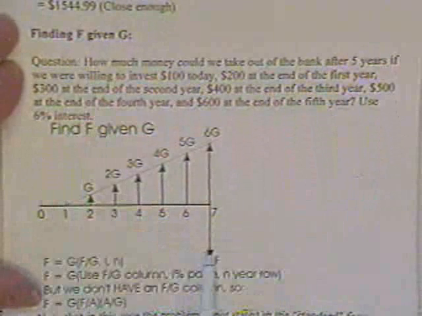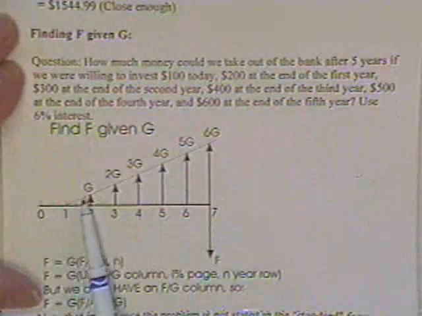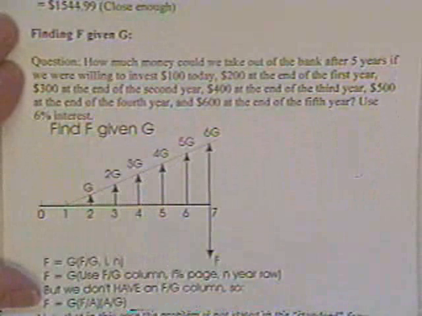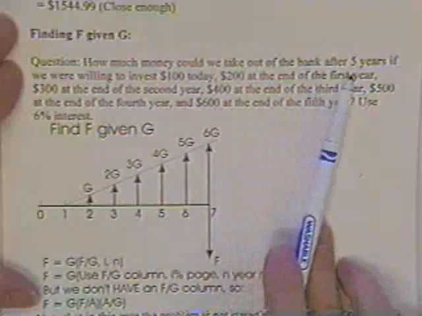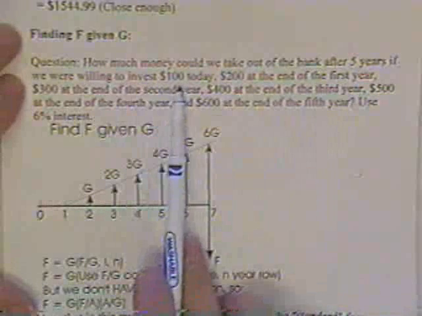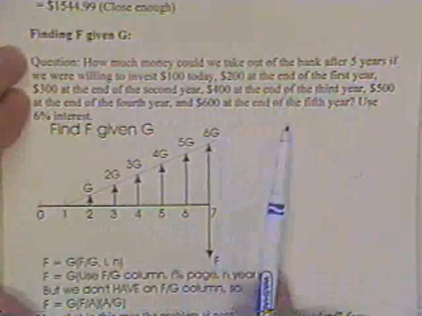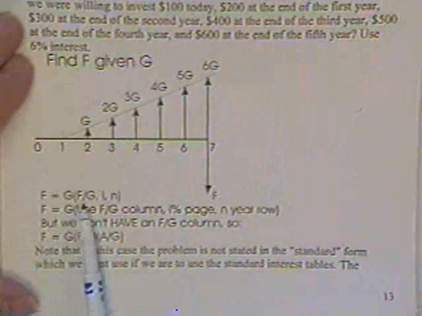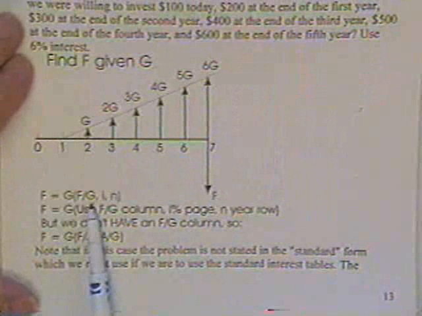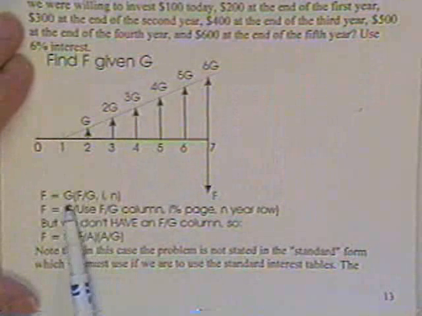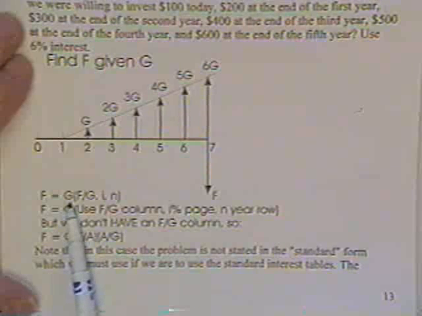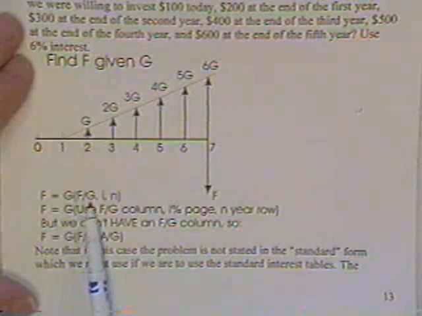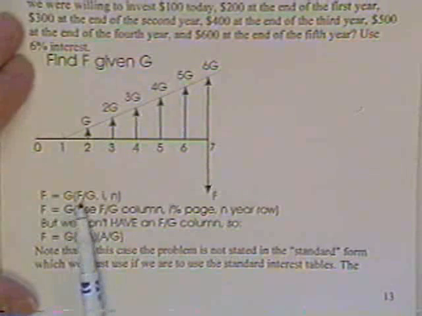Alright, finding the future value if you are able to cough up out of your earnings a steadily increasing stream of deposits. How much money could we take out of the bank after 5 years if we're willing to invest $100 today, $200 at the end of the first year, and so on? The answer would be found by using this factor out of the table or the equations for this factor. You're given the G, so that goes on the right-hand side of the equation. You want the F. To get that, you'd multiply times F over G. G would cancel G, leaving F.